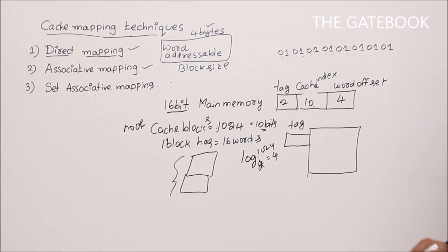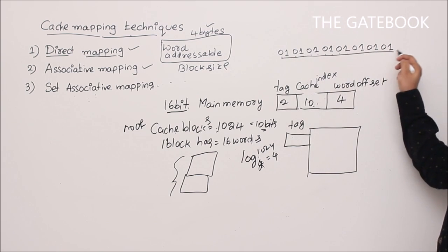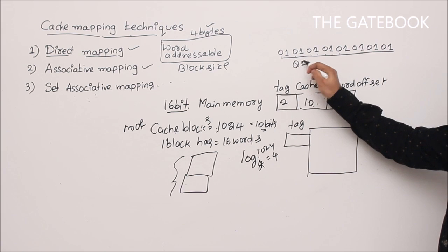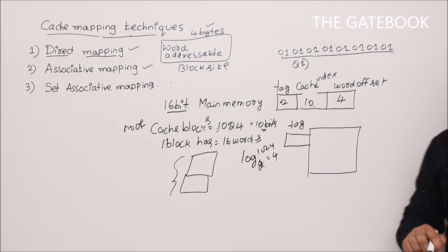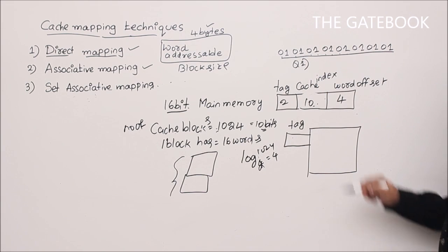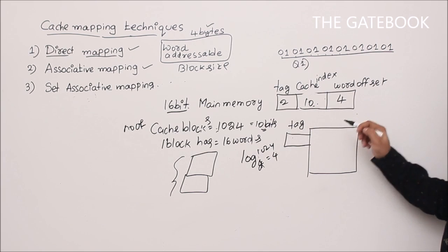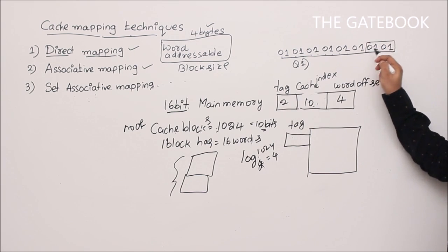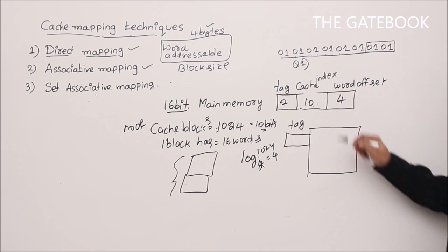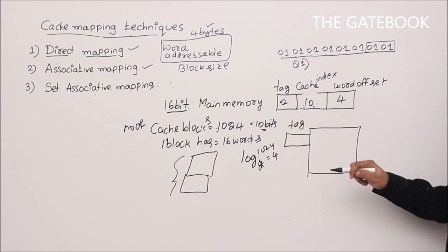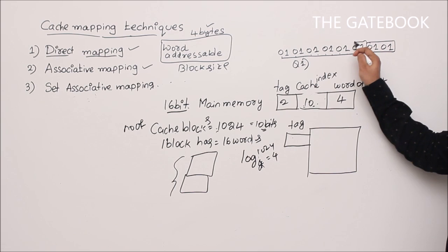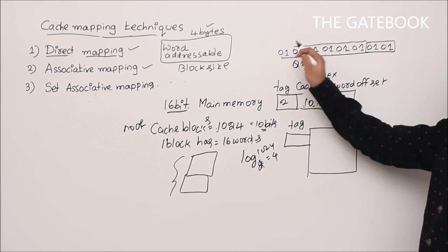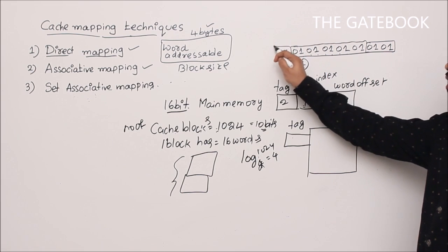The question: this memory address contains some word, right? Where will it go? Onto which cache block will it go is the question. To know this, first divide it into 3 parts. Word offset is 4 bits, which decides the word number within the main memory block. Now these 10 bits are going to decide the cache index. Take the 10 bits, 1, 2, 3, 4, 5, 6, 7, 8, 9, 10. The remaining 2 are the tag.